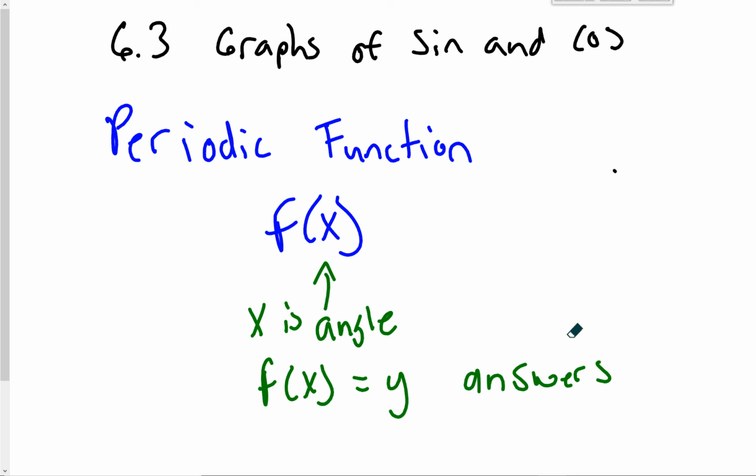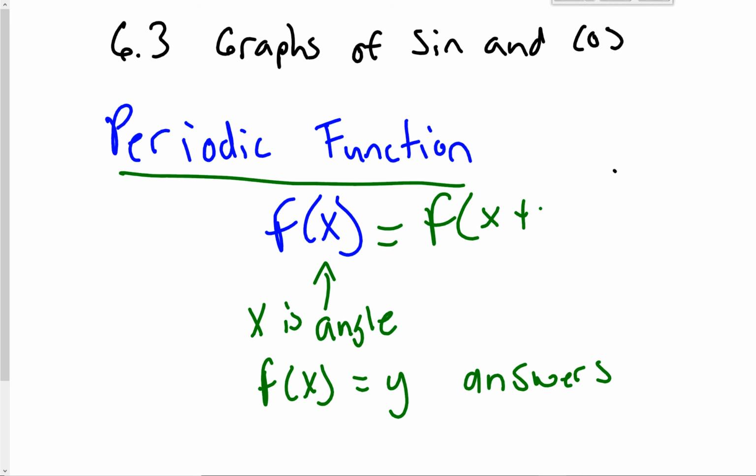Now, as we plug in angles, we see that our answers start repeating themselves. As we go around the unit circle, our answers just keep on repeating, and this is what we call a periodic function. It has some type of period length where it cycles through the same answers.